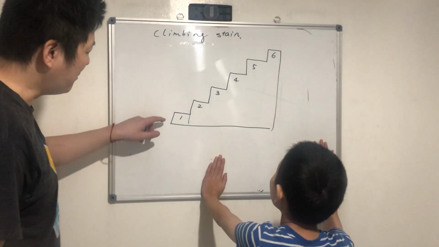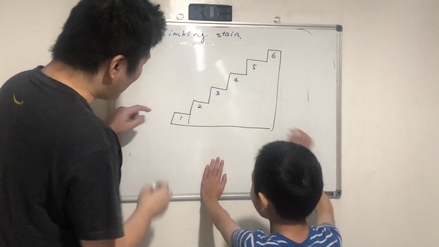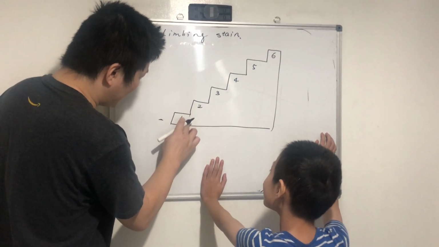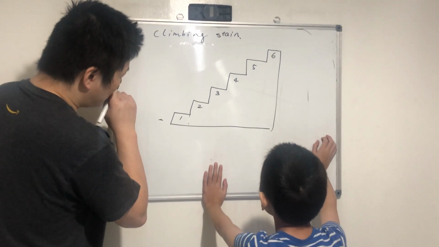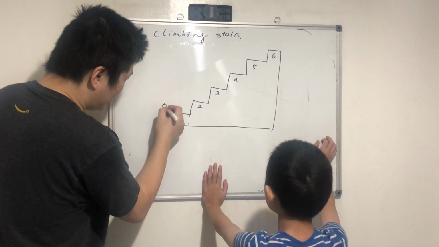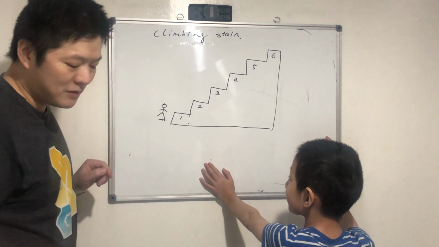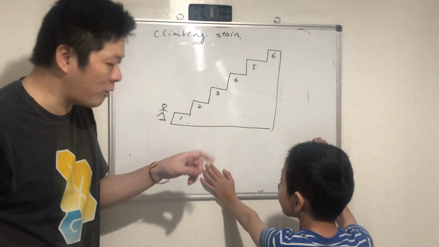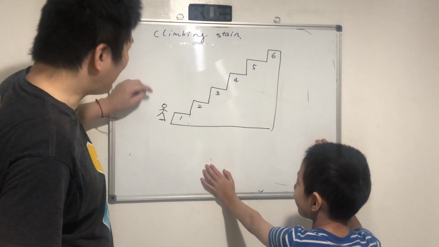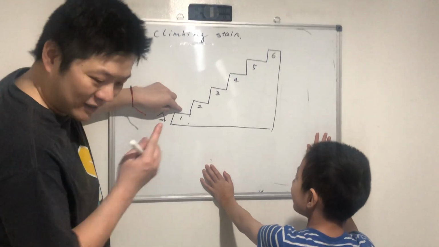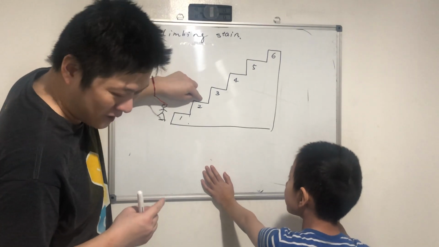Okay. So now you are here. There's a line there. You are here. So every time you can climb one step or two steps. You can jump here, this is one way, and you can jump two here.